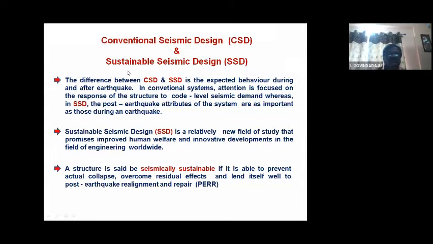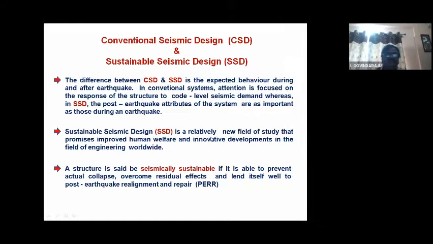So we just concentrate on the design of the structure based on the codal provisions, then we stop thinking about it. But we never take our study a step ahead to see what the post-earthquake behavior of the structure is. That is possible only if you adopt a sustainable seismic design.